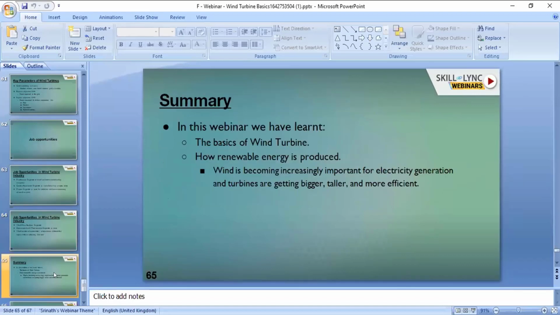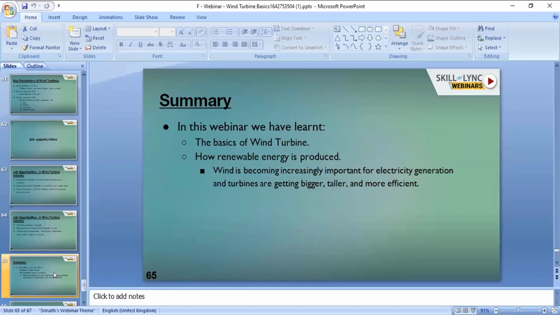Finally, in this webinar, we have learned the basics of wind turbines and how wind renewable energy is produced. Wind is becoming increasingly important in present-day electricity generation, and wind turbines are getting bigger, taller and more efficient. In the last few years, we can definitely see much improvement in the wind turbine.